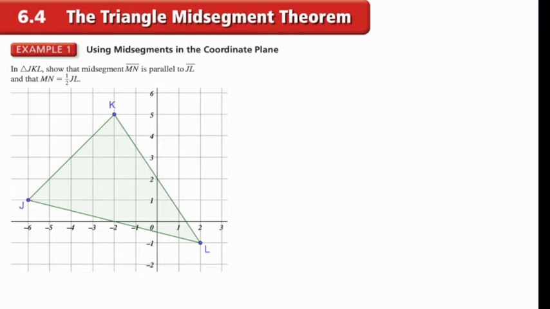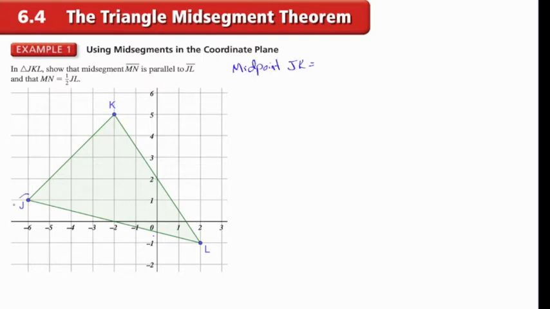Here we have triangle JKL, and it says show the midsegment MN and that it is parallel to side JL. Well, the side that it is parallel to means that it can't touch that side. So we need to find the midpoints of the other two sides. So we'll find the midpoint of JK and the midpoint of KL.